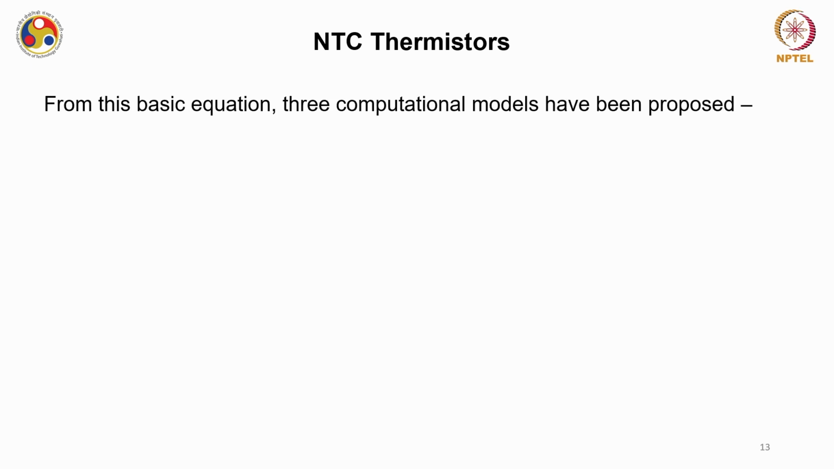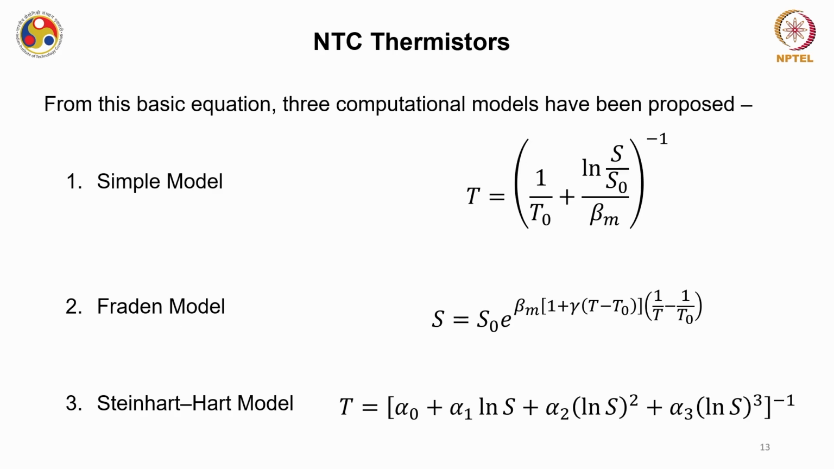From this basic equation, three different computational models have been proposed over time. There can be other models also, but we are limiting ourselves to these three, although we will see some simpler models in the coming slides. The simple model suggests the relationship between T and S as T = 1/(1/T0 + (ln(S/S0))/β), that is, the whole inverse. This is the simplest model, known simply as the simple model.